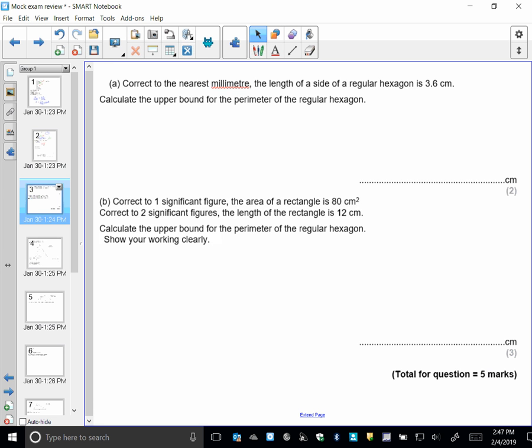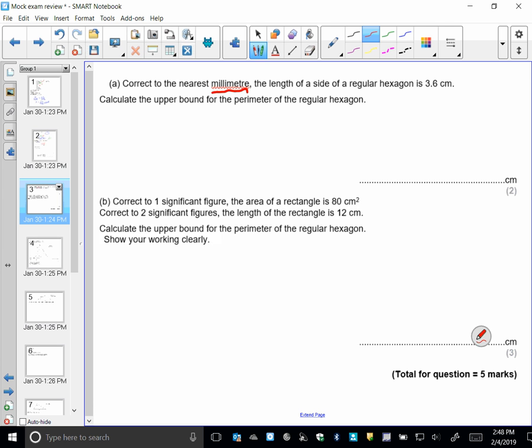Right, okay, next. So this one here, what topic is this? Upper and lower bounds. Do we all remember that? Oh, yeah, subtract 5 and add 5. Yes. So it says, correct to the nearest millimetre, the length of the side of a regular hexagon is 3.6 centimetres. Now, they've said to correct to the nearest millimetre. So you need to recognise that a millimetre means one extra level of accuracy. Does that make sense? So they've said 3.6 centimetres. So the 0.1 is the level of accuracy.